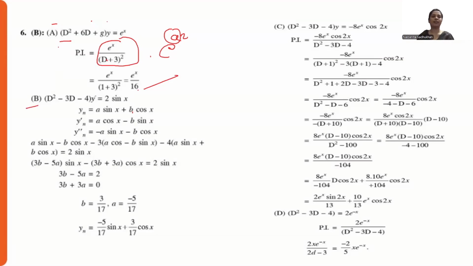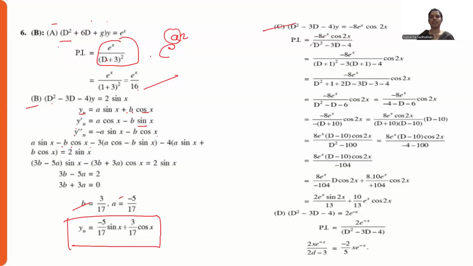Now for B, we have D square minus 3D minus 4 y is equal to 2 sine x. Now y_p is equal to a sine x plus b cos x. y dash is equal to a cos x minus b sine x. And y double dash is going to be in this way. So from there, if we solve it, we have minus a sine x minus b cos x minus 3 into (a cos x minus b sine x). We are using the undetermined coefficients way, right? And if we put it in, we solve for a and b. Solving it, we got a to be this and b to be this. So from there, we can say that this is going to be our particular integral, right?